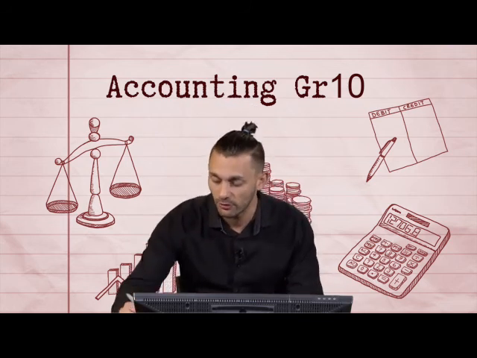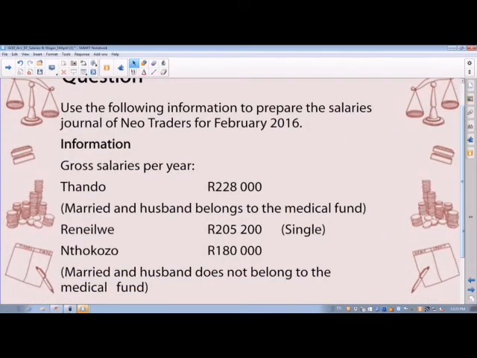Let's go and look at the information. Firstly, use the following information to prepare the salaries journal for NAO Traders. This journal will be completed for February 2016. Now, the information given: I have 3 employees. I'm going to use different colors to highlight them. The very first employee is Tando. She earns 228,000 per year. So that's your yearly salary. You need to divide it by 12 to get your per month salary.